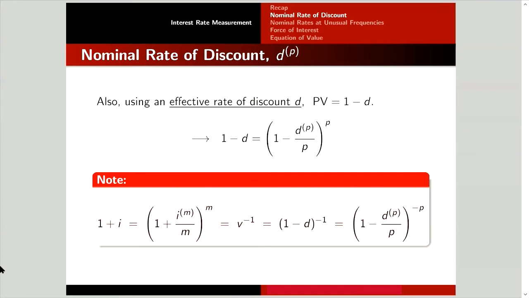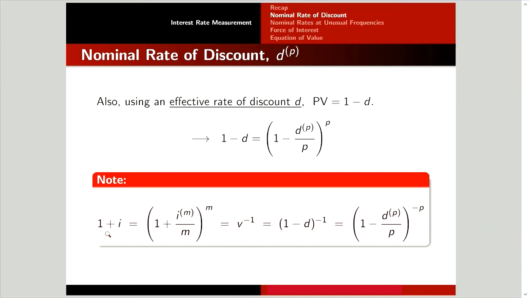So you have 1 minus d equals (1 minus d upper p over p) raised to p. Okay? So, we can now include the nominal rate of discount to our established identities. Ganito siya. Okay, why a negative exponent here? Because we make use of the accumulating process, not the discounting process. Kasi dito, discounting process ang ginamit natin. Dito, accumulating ang sinunod natin.